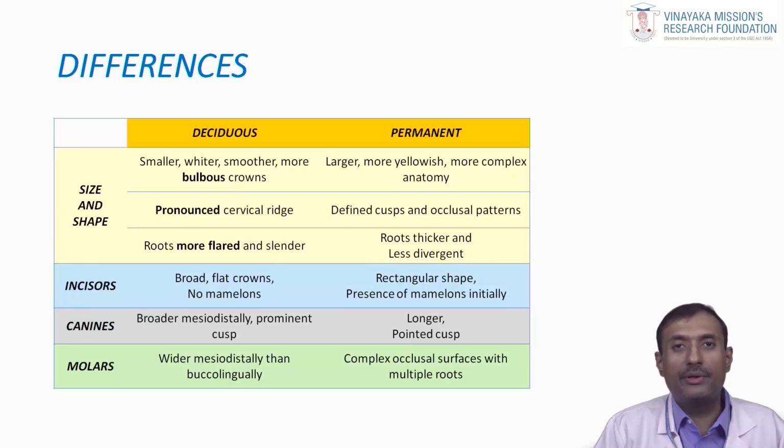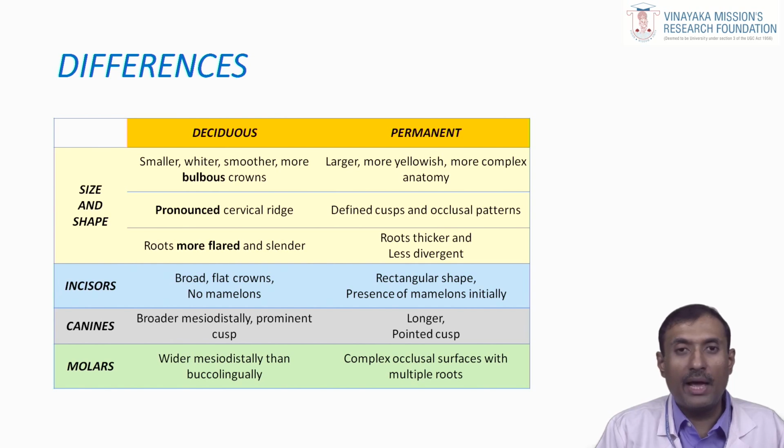So, what are the basic differences in case of a deciduous and permanent dentition? Here, we will be talking about basic general size and shape. So, as we can see, the deciduous teeth are smaller, whiter, smoother, and have definitely more bulbous crowns when compared to permanent teeth. They have a pronounced cervical ridge, and I shall explain its clinical significance in a subsequent slide. The next important point is the roots are more flared and slender. Now, an important point here is that the roots are flared.